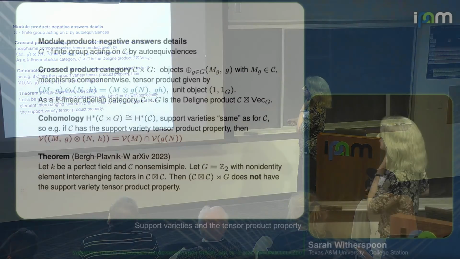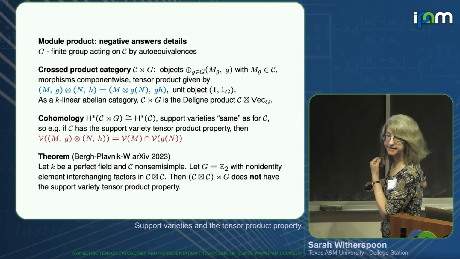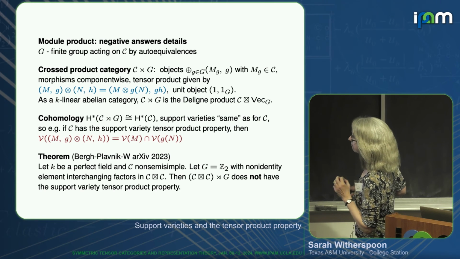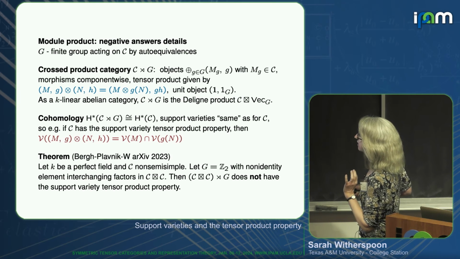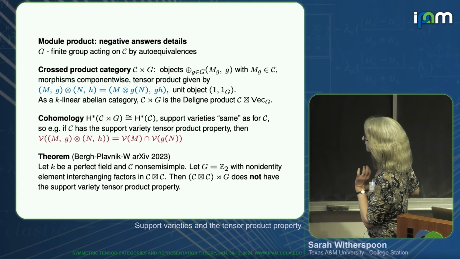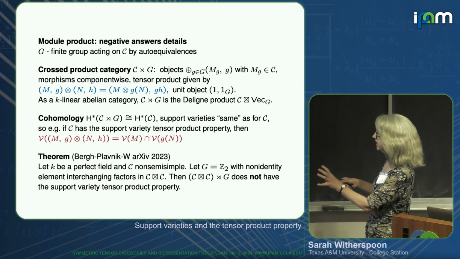Okay, so then the definition of the tensor product in the category automatically gives you this sort of funny property on varieties. The variety of M tensored with N, sorry, let me back up. Assume that the category C has the support variety tensor product property. So the variety of a tensor product is the intersection of the two varieties.